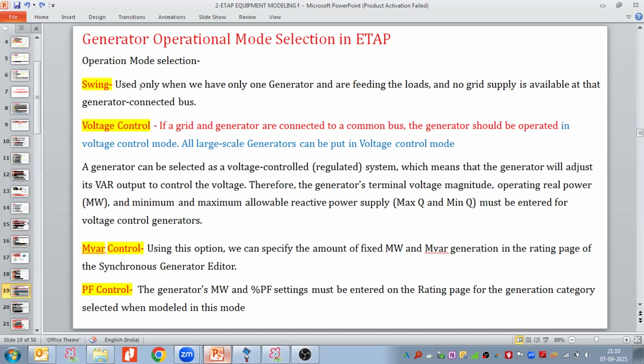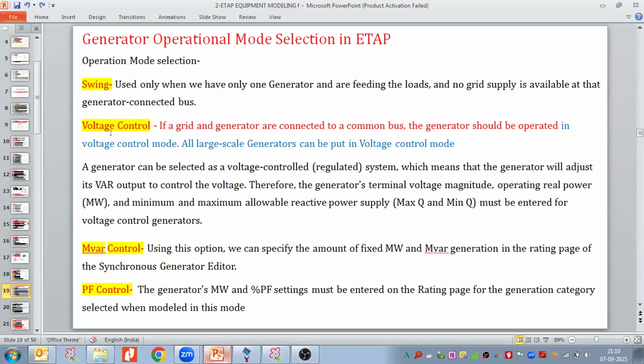If there is no grid, in that case, to converge the load flow, we have to take one source into swing mode. Since we have only the generator as a source, the generator operation mode has to be selected as swing if there is no grid available. But if grid is available, in that case my generator will go in another mode like voltage control mode, and the grid will be operated in the swing mode.